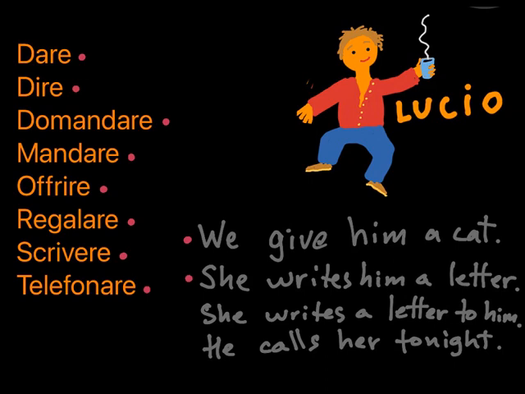So she writes him a letter. Lucio's girlfriend writes him a letter. She writes a letter to him. Similar meaning, but slightly different. How would you translate that? And then he calls her tonight. That would be a good moment to stop the video, to translate, and then go to the next page and to check if you're correct.